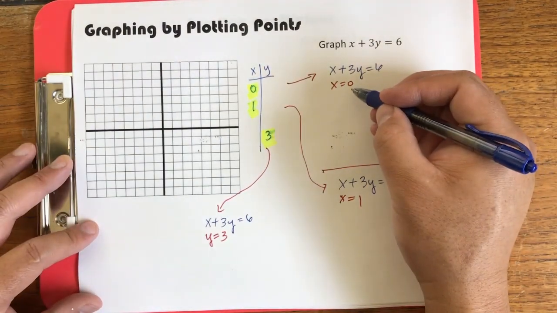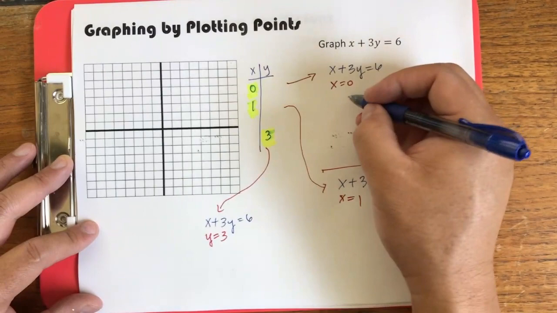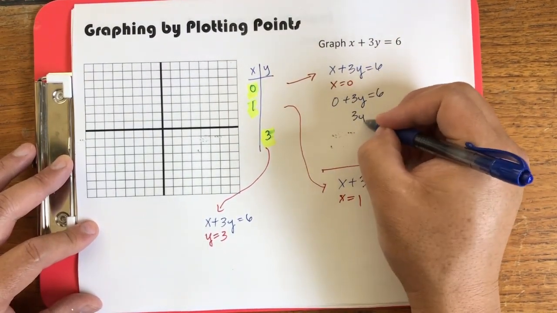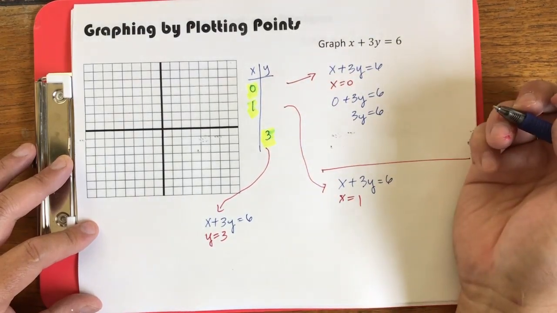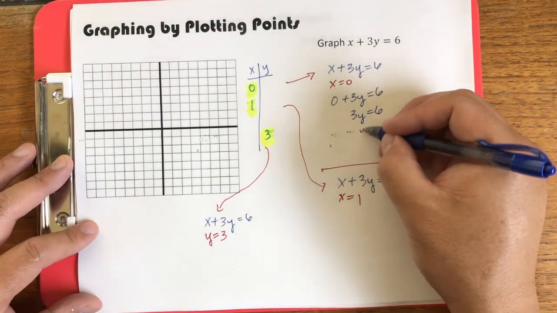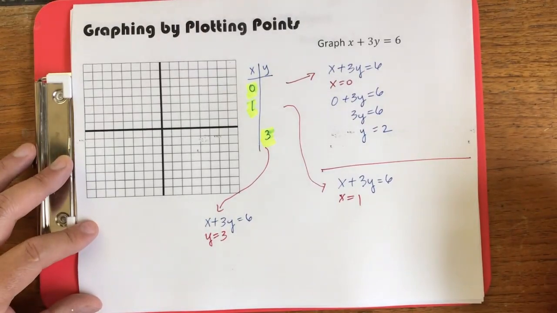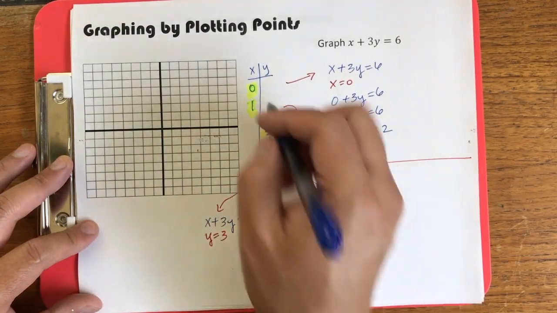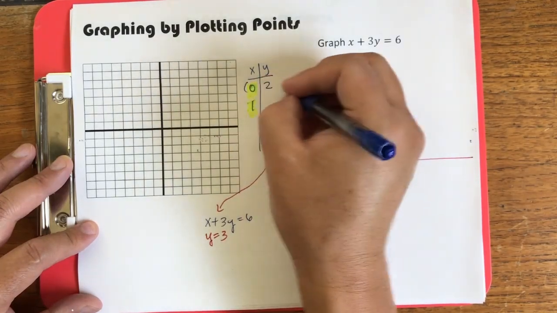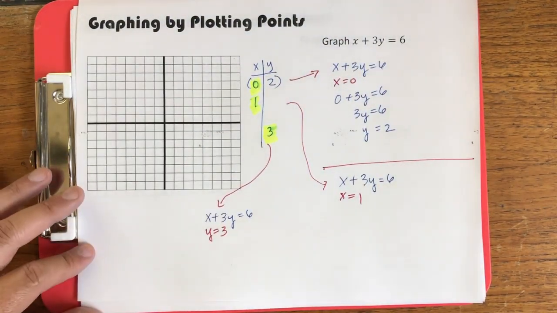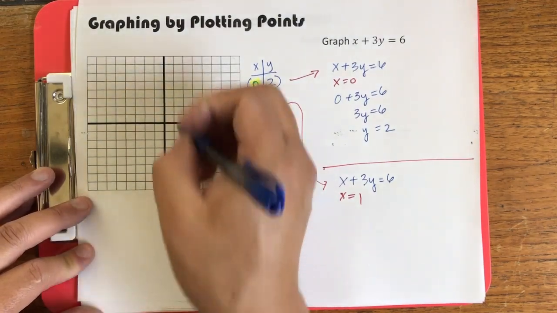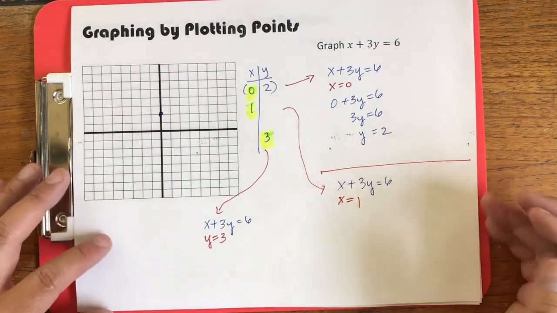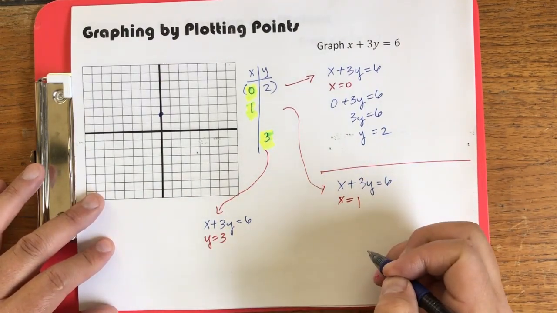When I plug in 0 into this equation for x, I get 0 plus 3y is equal to 6, 3y is equal to 6, and when I divide both sides by 3, I get y equals 2. That means that when x is equal to 0, y is equal to 2, and this coordinate (0, 2) is on my line. Now let's do the same thing for the second equation.